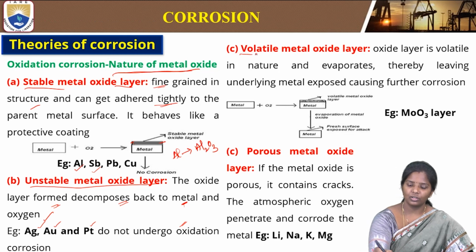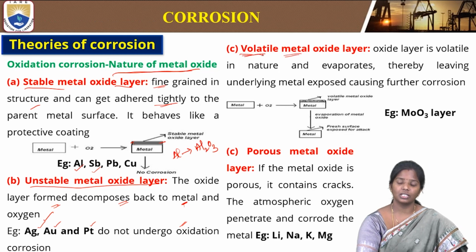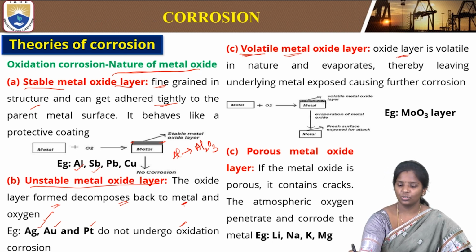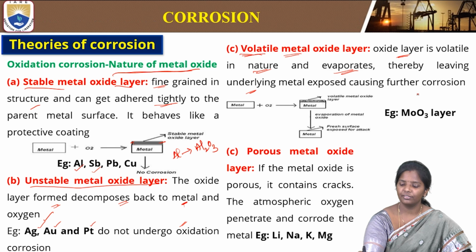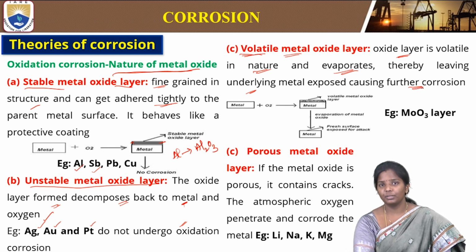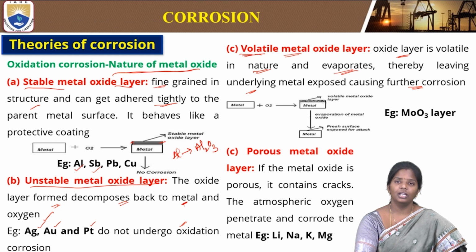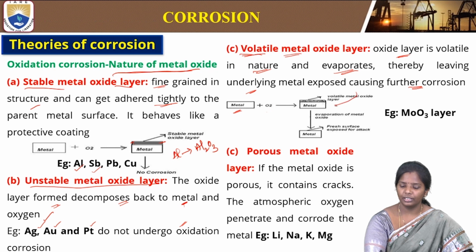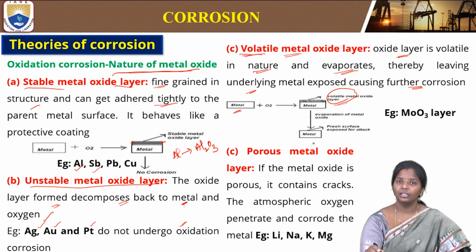Then volatile metal oxide. What happens in the volatile metal oxide layer? The oxide layer is volatile. Volatile means evaporating. It evaporates, thereby leaving the underlying metal exposed for further corrosion. For example, molybdenum, when exposed to atmospheric air, gets oxidized. The metal with oxygen forms a volatile metal oxide, and this layer gets evaporated. So again the metal is exposed to further corrosion. Example is molybdenum trioxide.